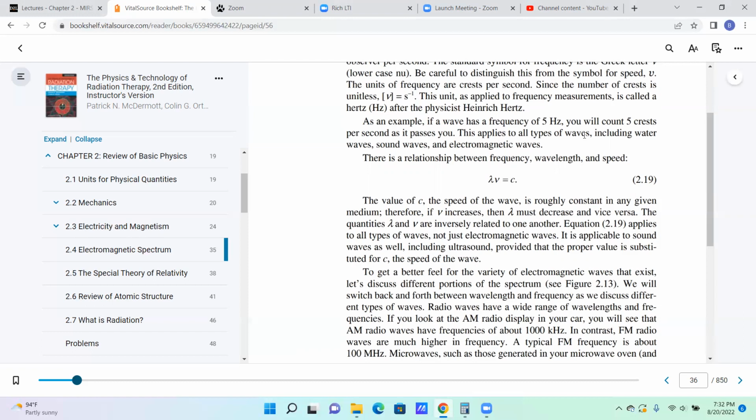And that applies to all types of waves. The relationship between frequency and wavelength is this, and since we're dealing with electromagnetic waves, if you multiply the two together, you get the speed.